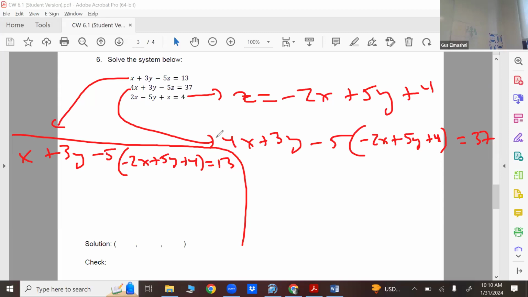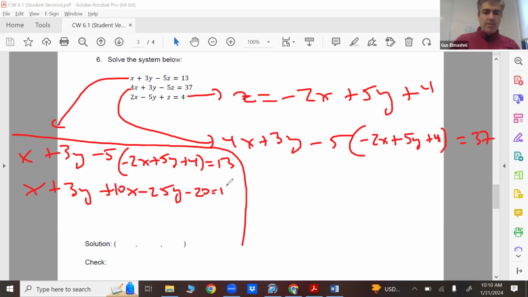Monty, go ahead. Can't you just do elimination? That works too. You could do that also, but then you'd also have to make sure you eliminate the z with the other equation. I can show you that after I finish. I'm just going to do it this way because it's a little more standard. But yes, you totally can, 100%. Plus 10x minus 25y minus 20 equals 13. Clean it up. This is the part where mistakes happen, guys. 11x minus 22y equals 33.